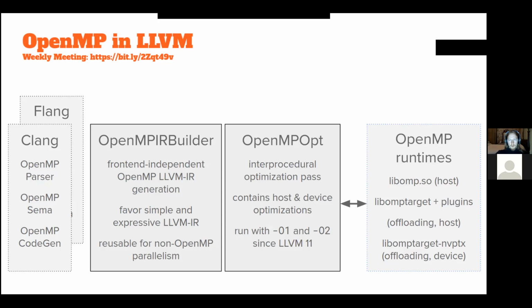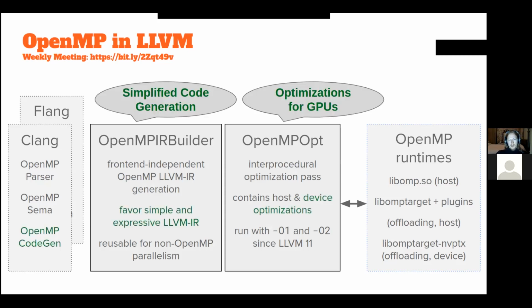So we have libomp, which contains the OpenMP implementations for all the regions in the host. We also have libomp target and the plugins, which handles offloading execution from the host to the device. And then on the device, we have the libomp target NVPTX device runtime, which contains the actual implementation of the OpenMP constructs when used on the device.